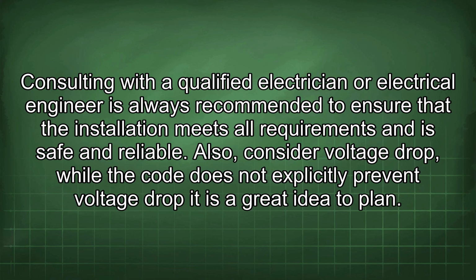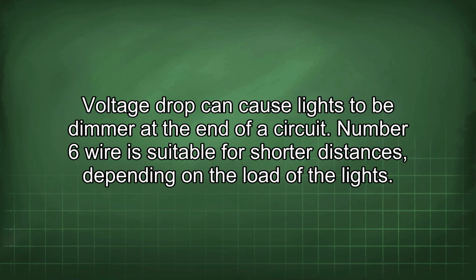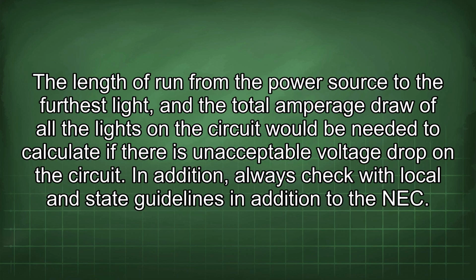While the code does not explicitly prevent voltage drop, it is a great idea to plan for it. Voltage drop can cause lights to be dimmer at the end of a circuit. Number 6 wire is suitable for shorter distances, depending on the load of the lights. The length of run from the power source to the furthest light and the total amperage draw of all the lights on the circuit would be needed to calculate if there is an acceptable voltage drop on the circuit. In addition, always check with local and state guidelines in addition to the NEC.